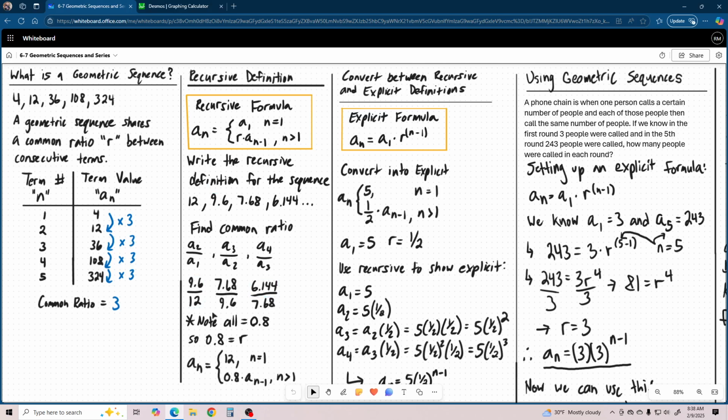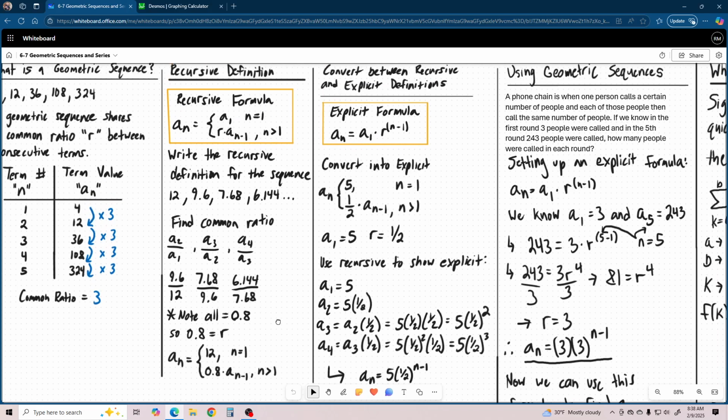So if you look down here, you'll notice that 9.6 over 12, 7.68 divided by 9.6, and 6.144 over 7.68, those all equal 0.8. So 0.8 is our common ratio. And if you want to know if something is a geometric sequence, you can take these terms and keep dividing them backwards to get the pattern, and as long as they all keep showing up with the same value for r, you know that we're good.